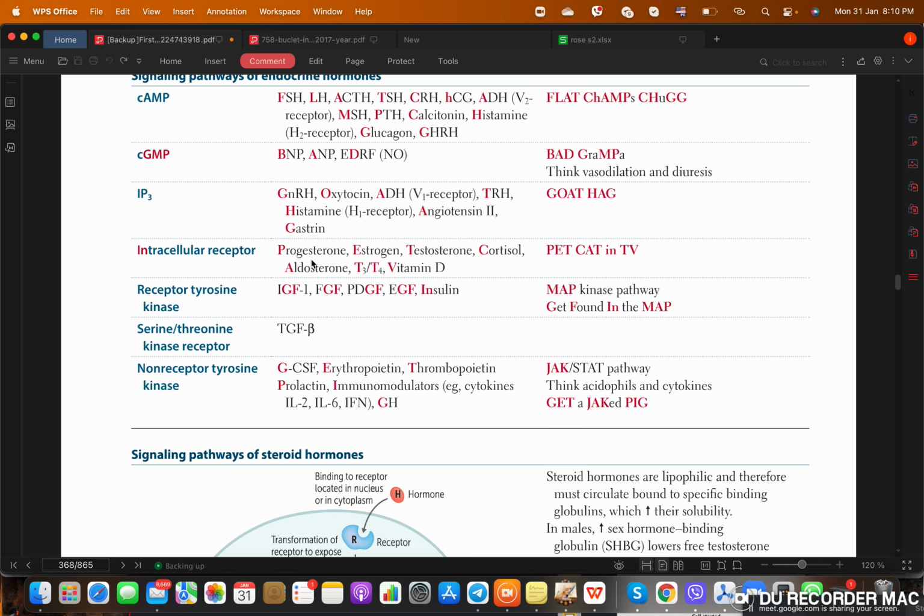Intracellular receptors, as I told you, are for the sex hormones, the steroid hormones: cortisol, testosterone, estrogen, progesterone, aldosterone, T3, T4, and vitamin D. Yep, all of these are intracellular type receptors. For receptor tyrosine kinase, we have insulin and the growth factors. Actually, insulin is considered a growth factor because after all, what does it do to protein synthesis? Does insulin increase or decrease protein synthesis?